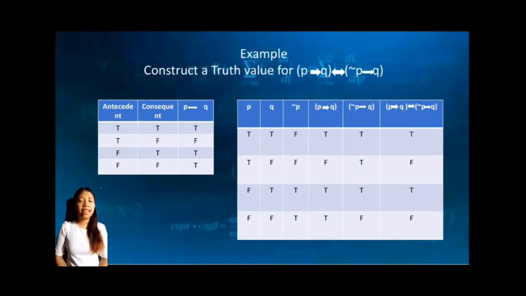So, for now, hahanapin na natin yung value ng biconditional. Titingnan natin sila parehas. Kapag parehas na true and true, ang answer ay true. Kapag false at true, ang answer ay false. At kapag true and true, ang answer ulit ay true. At kapag true and false, ang answer ay false. So, that ends our example about constructing a truth table for P implies Q if and only if not P implies Q. We use the truth value of conditional as well as the truth value of biconditional.